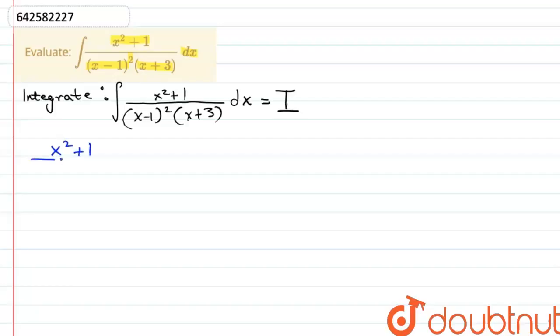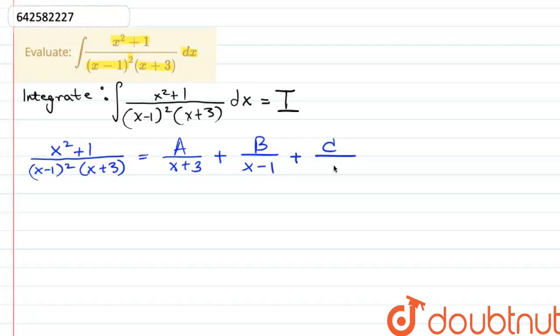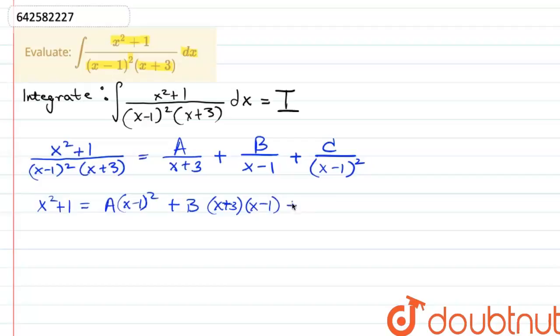So (x squared plus 1) divided by (x minus 1) the whole square times (x plus 3) is equal to a by (x plus 3) plus b by (x minus 1) plus c by (x minus 1) the whole squared. Multiplying both sides by this denominator, we get that x squared plus 1 is equal to a times (x minus 1) the whole squared plus b times (x plus 3) into (x minus 1) plus c times (x plus 3).